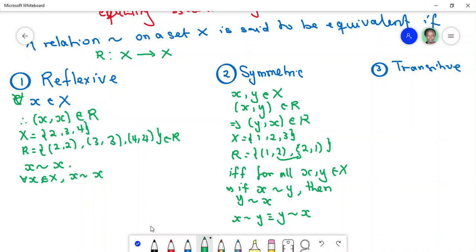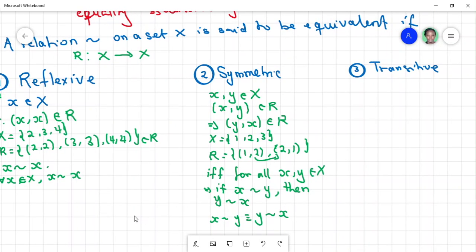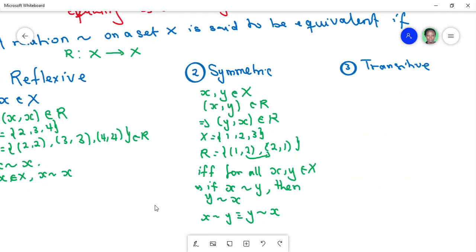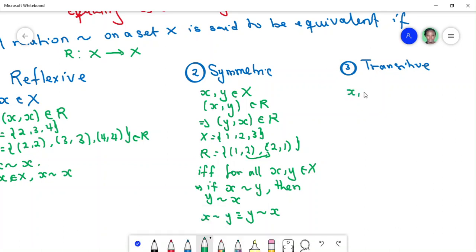Then the last one we are looking at is transitive. So for transitive, you realize that if I have x, y, z in X, let's say if x is related to y and y is related to z, this implies that x is also related to z. That is what it is for transitive as well.